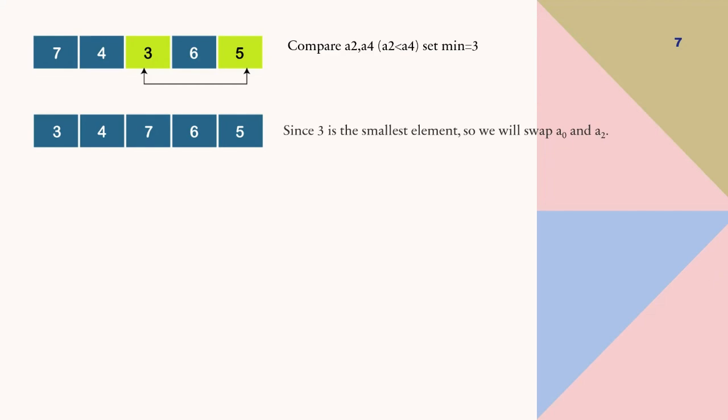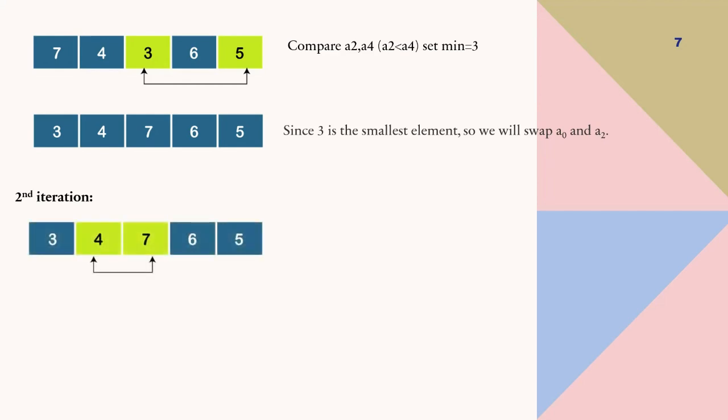3 and 7 are swapped. So now for the first iteration, this is the result: 3, 4, 7, 6, 5. Till now it is not sorted. Now for the second iteration, we are considering the next element, that is 4, as that is i plus 1. For the second iteration, we are considering 4 as the minimum element. Again, the same process, we will compare 4 with all the elements. If we find any element lesser than 4, we change the minimum element.